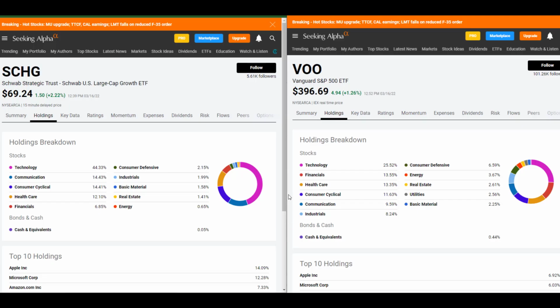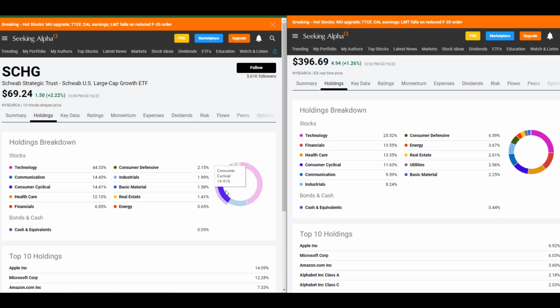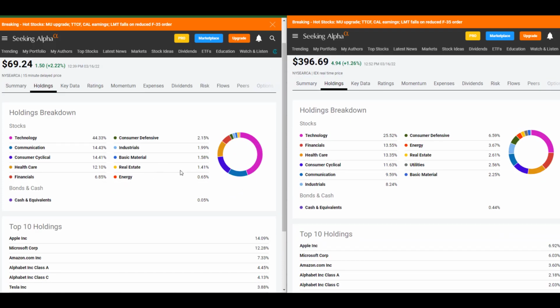I would like to split the screen here and just check out the holdings for SCHG on the left and VOO on the right. It looks like SCHG is more heavily invested in technology, whereas VOO, the S&P 500 index, has only 25% invested in technology, with 13% in financials and 13% in healthcare, the top three sectors.